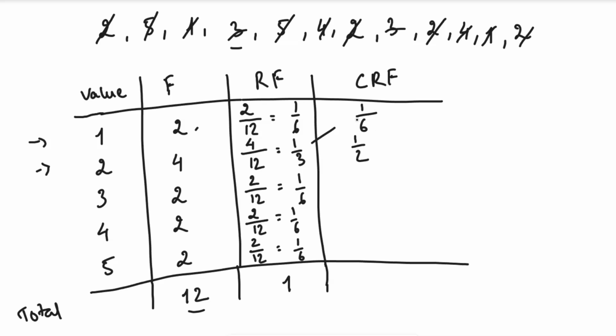The next one, you want to find the cumulative relative frequency of the next value. We just add 1 over 2 and 1 over 6. So its value is going to be 2 over 3. And the next one, you just add these two values, 2 over 3 and 1 over 6, and it's going to be 5 over 6. And for the next one we'll add it up, so it's going to be 1, right? So this is the way how to find the cumulative relative frequency.